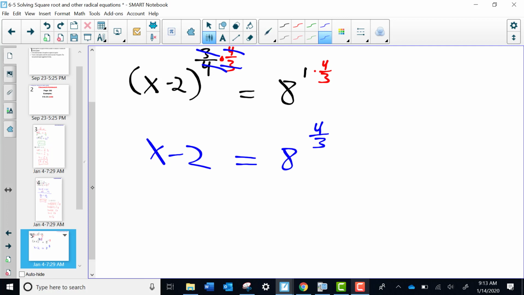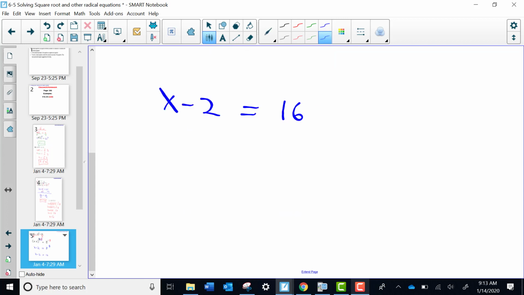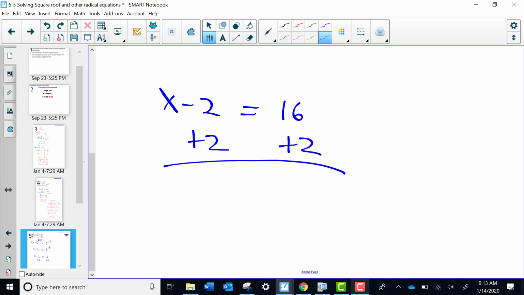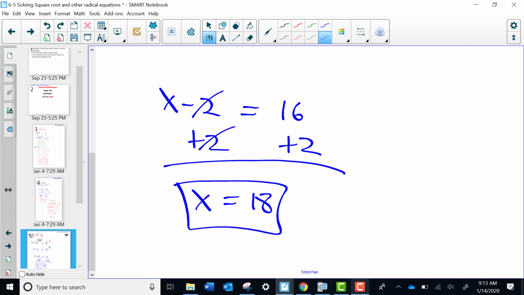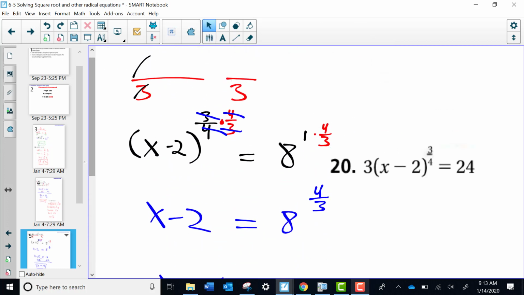16. x minus 2 equals 16. Now we could solve for x by adding 2 to both sides. x equals 18. Let's just check our work real quickly, to make sure that that is indeed an acceptable solution.